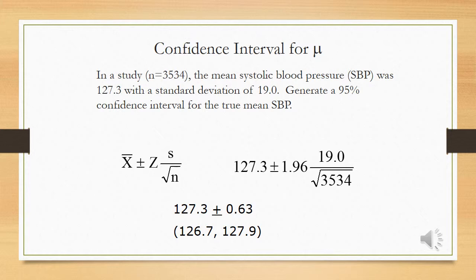So in this case, as we can see here, we use the mean systolic blood pressure, which was 127.3, plus or minus, when you look at the table, the z value there is 1.96, which is then multiplied by 19, which is our standard deviation, and divided by the square root of n, which is 3,534.